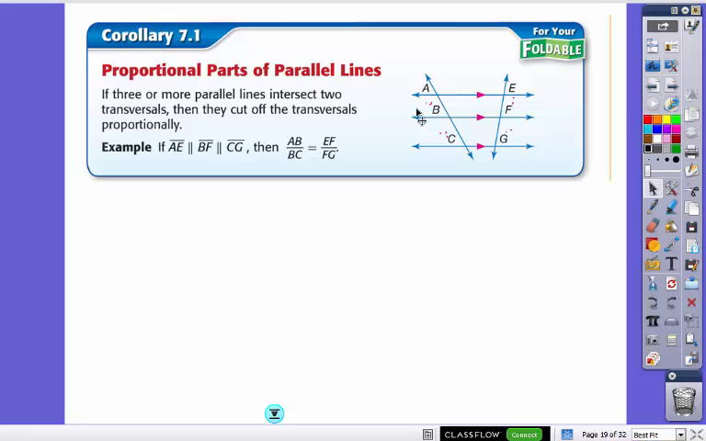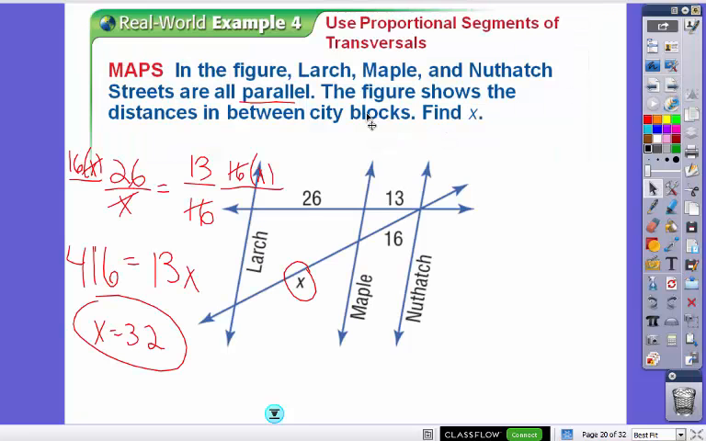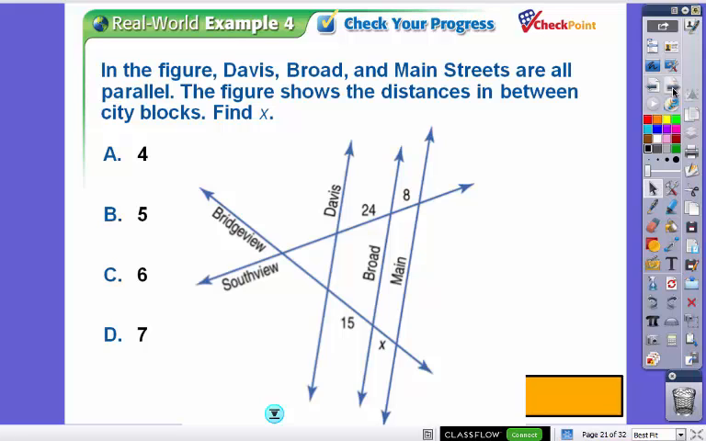Now, when you have parallel lines, you don't even have to have a triangle. You can set up proportions, which is similar to what we were already doing earlier. So here's an example where I have the 26 and I have x down below it and the 13 and the 16. You just match things up. 26 over x and 13 over 16. Cross multiply and you get x equals 32. You try to set this one up. Pause now and I'll show you the answer in a second.